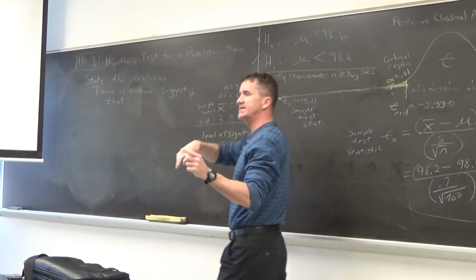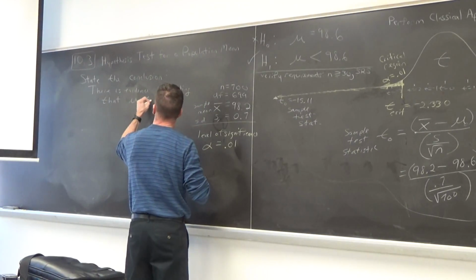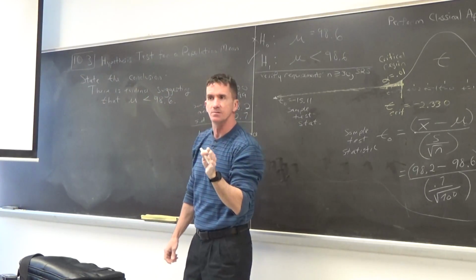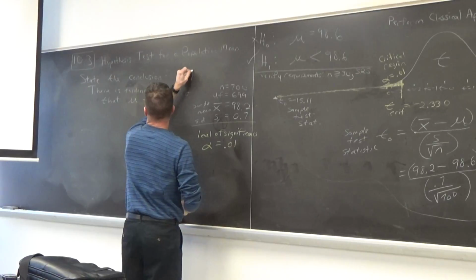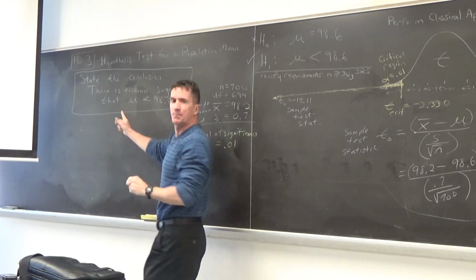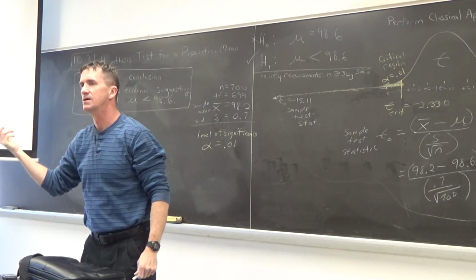You always state the alternative hypothesis. That mu is less than 98.6. You don't write the 98.2. If you want to use words, you could say the population mean is less than, if you want to put words in there, but it's okay to write it like that.